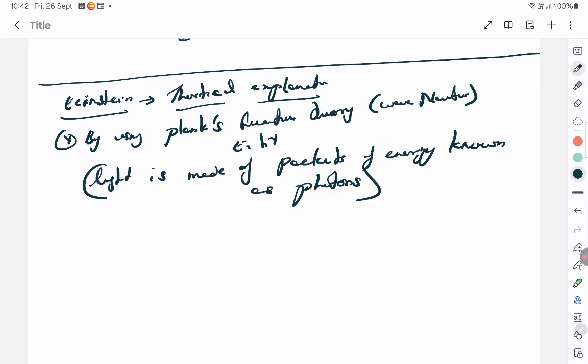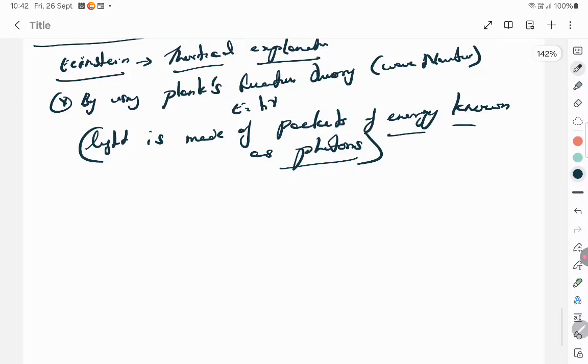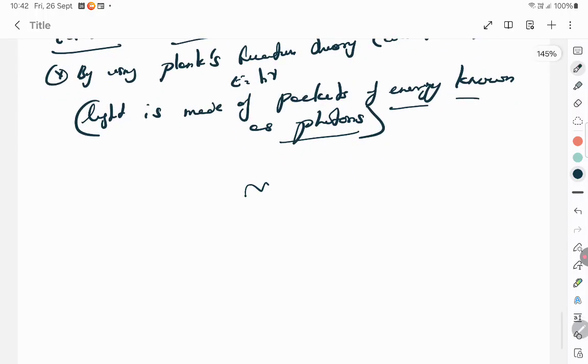So Einstein used Planck's quantum theory, which means light is made up of packets of energy known as photons. According to wave theory it's not a particle, it's photons. When electromagnetic radiation falls on a metal, every photon interacts with an electron and ejects an electron. The more photons there are, the more electrons will get emitted.